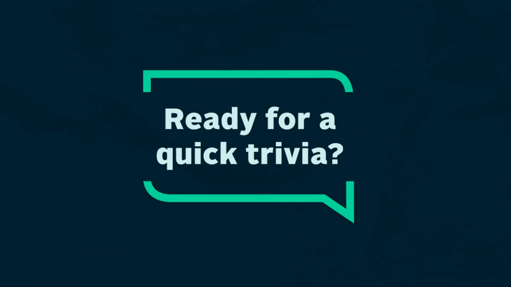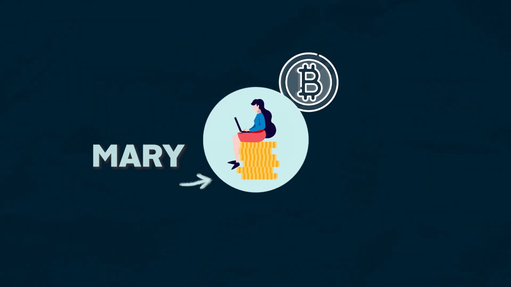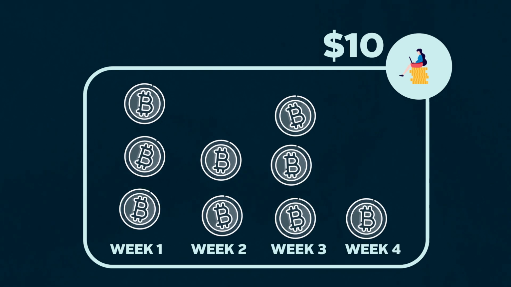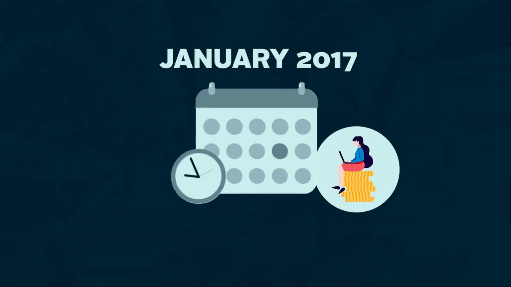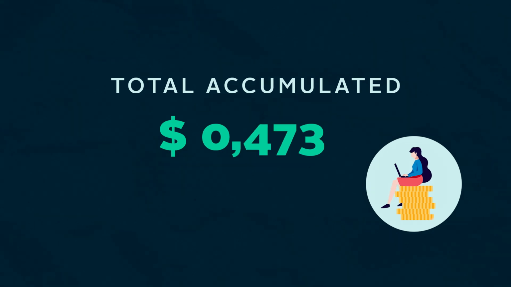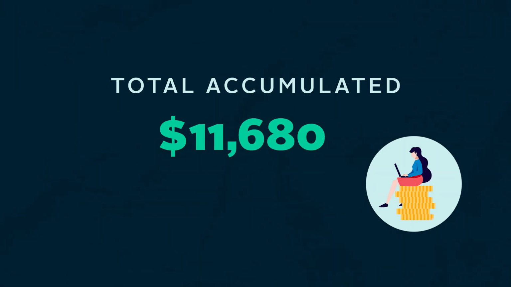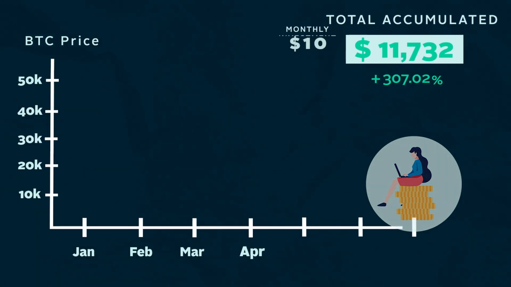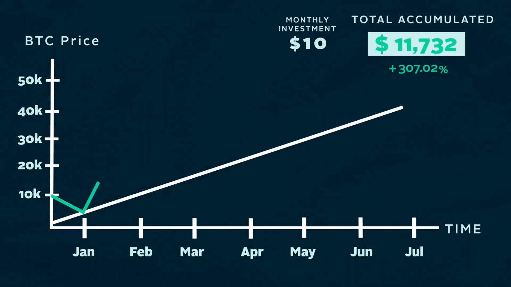Ready for a quick trivia? Mary, a BTC enthusiast, has been investing $10 on the first day of every week from January 2017 to August 2022. What do you think her portfolio looks like now? According to CryptoHead's calculator, Mary has made a cumulative return of $11,732 from her $2,920 investment.